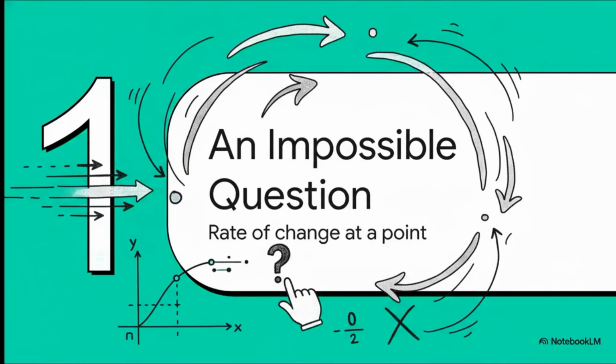And see, that's the impossible question that the derivative was invented to answer. Normally, to get a rate of change, you need a change in something over a change in time. But if that change in time is zero, you're trying to divide by zero. And as we all know, you just can't do that. But it turns out calculus has this really clever way around the problem.